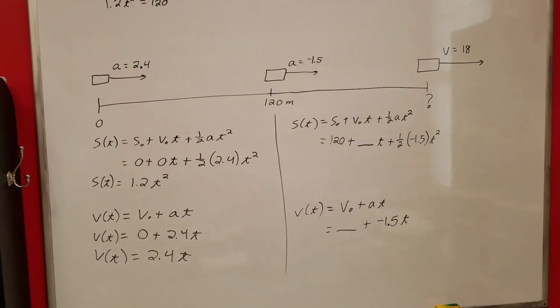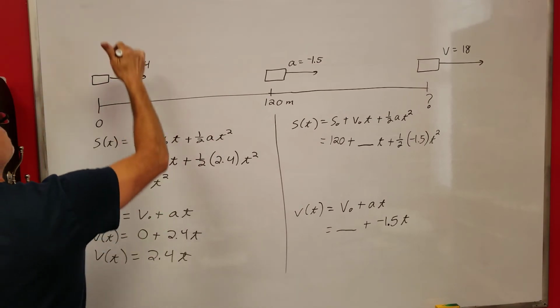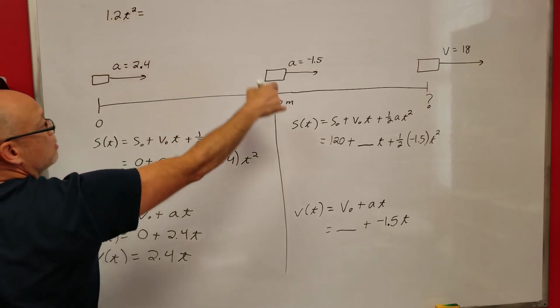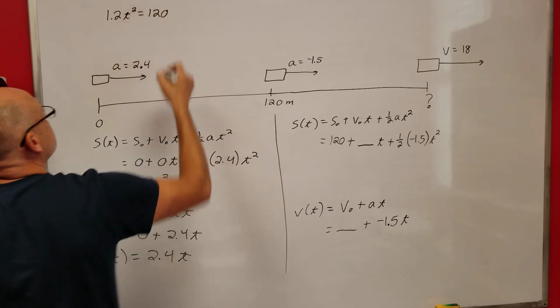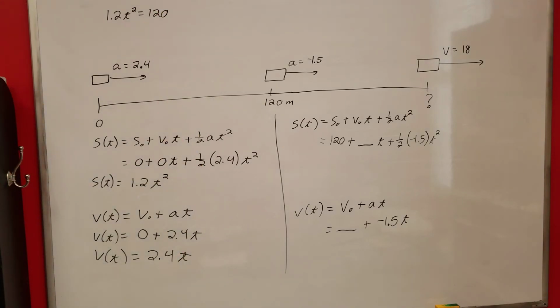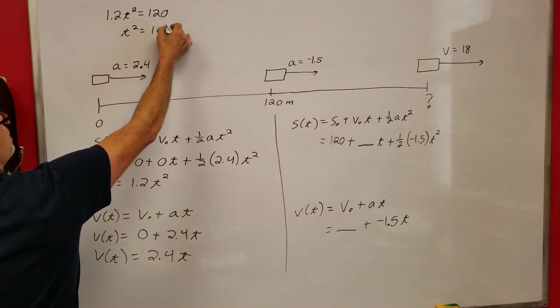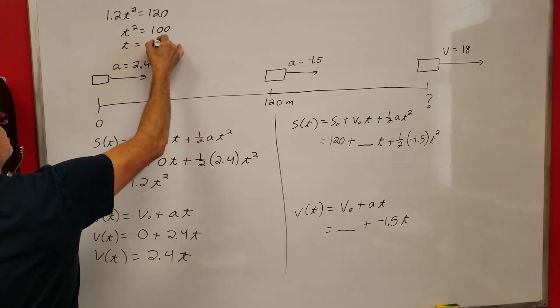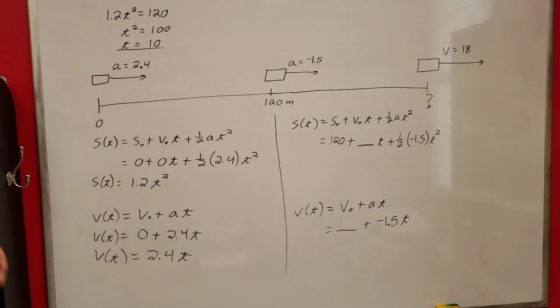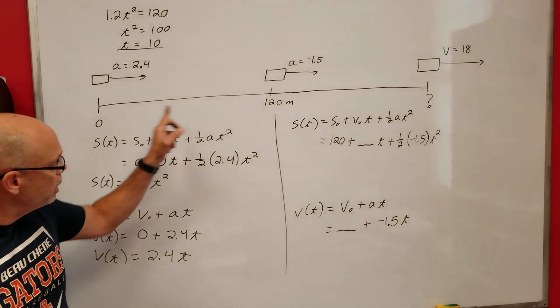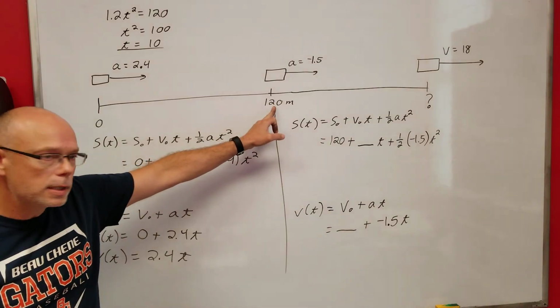I'm a little bit off the screen here, so let me try to redo this. So position function, 1.2 t squared, where is that equal to 120? All right, I'm on the screen, okay. So that means t squared will equal what, 100? So t is equal to 10, right? So what do I know? It takes me 10 seconds to get from here to here. It takes a motorcycle 10 seconds to go there, right?